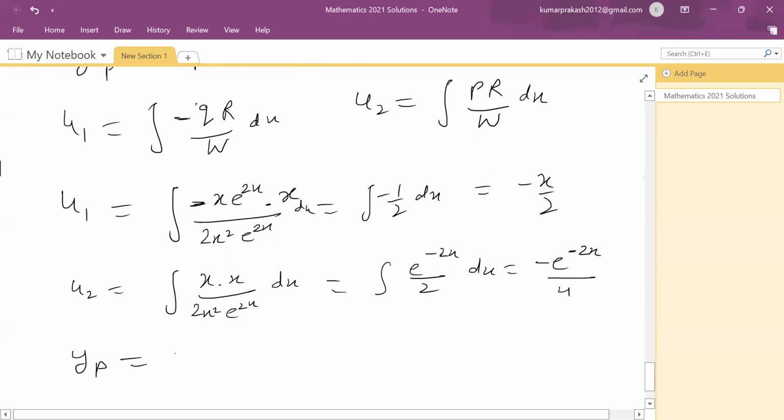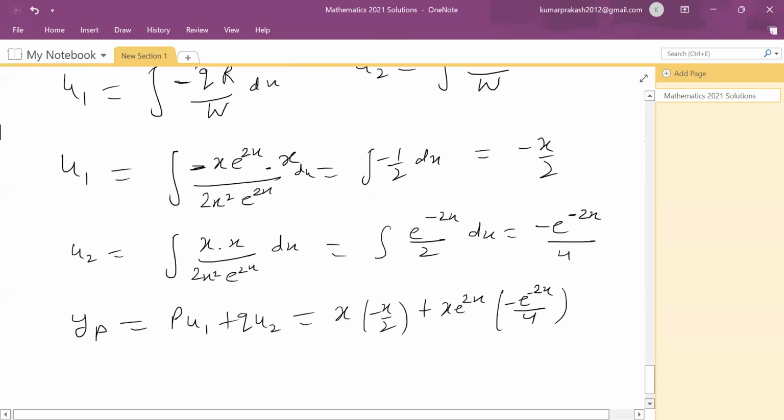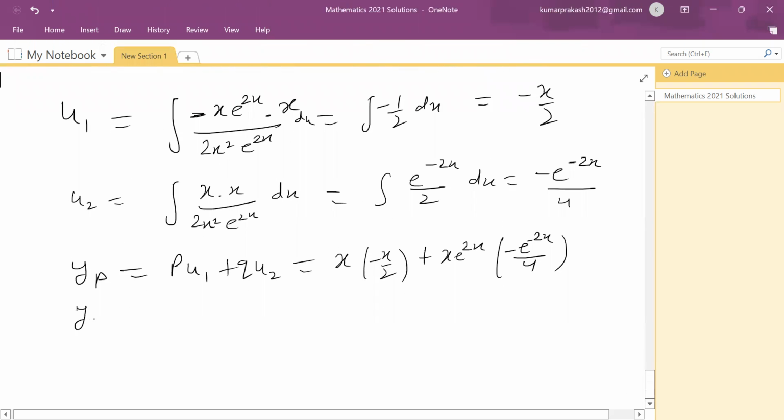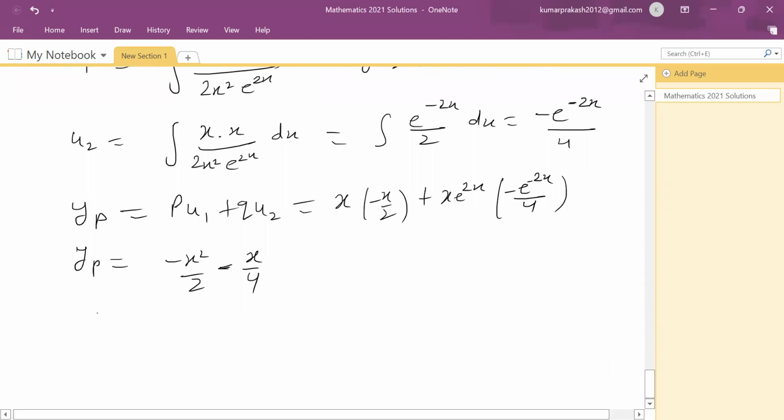as P into u1 plus Q into u2. What was P? My P was x into what is u1? Minus x by 2, plus Q was x e to the power 2x, and what is u2? Minus e to the power minus 2x by 4. So your y_p will be minus x square by 2 minus x by 4. This is your y_p.